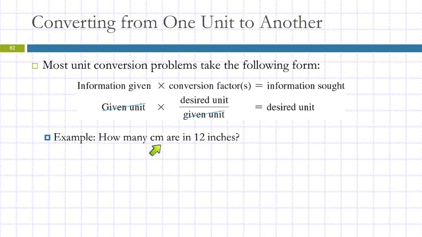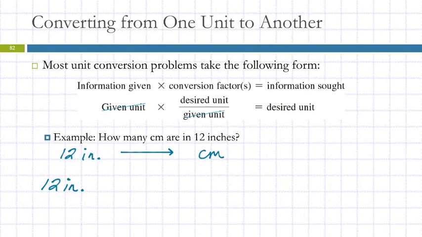So let's do an example. How many centimeters are in 12 inches? Well, we write down what we're starting with. The given. We're given 12 inches. And then we need to write down what we're trying to find. What unit are we asked for? Centimeters. So we're starting with 12 inches. We want to get to centimeters. If we know the relationship between inches and centimeters, we can go directly from inches to centimeters. And we do know that relationship.